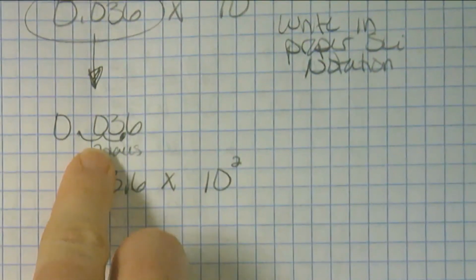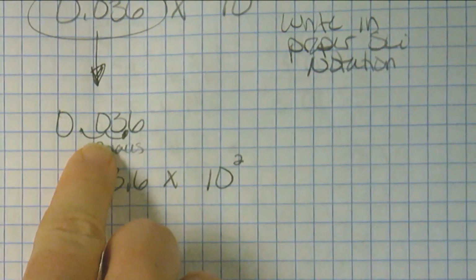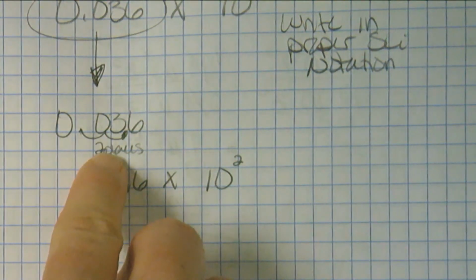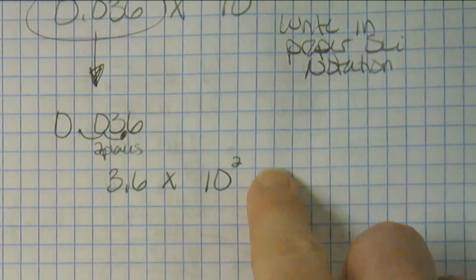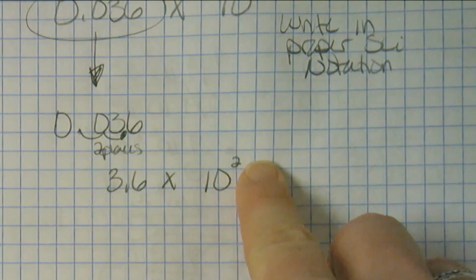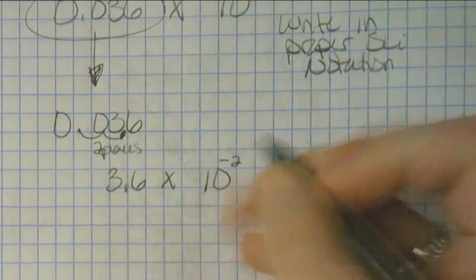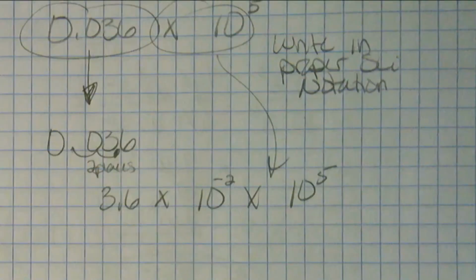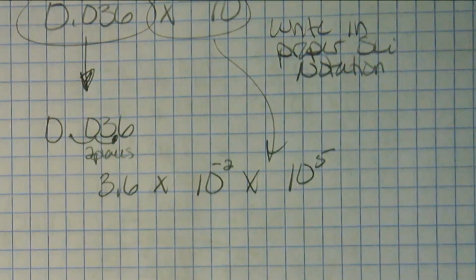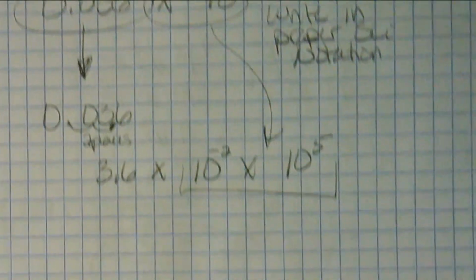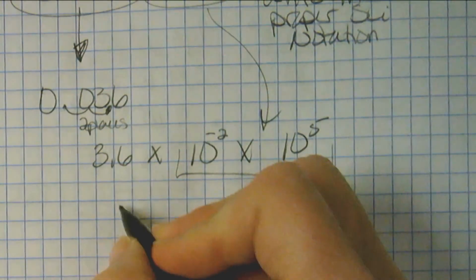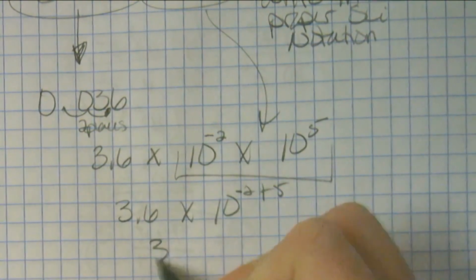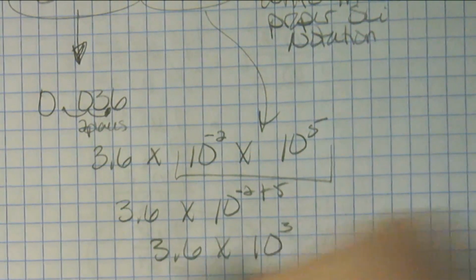My standard form was really small. I changed 0.036 into scientific notation. It was a really small number that I started with. What is the sign of my exponent then? Frankie? Negative. All right, and then I'm going to bring that times 10 to the fifth that it was originally with that number down with it. And now I'm just going to multiply my powers of 10. So I have 3.6 times 10 to the negative 2 plus 5, which is 3.6 times 10 to the third power.